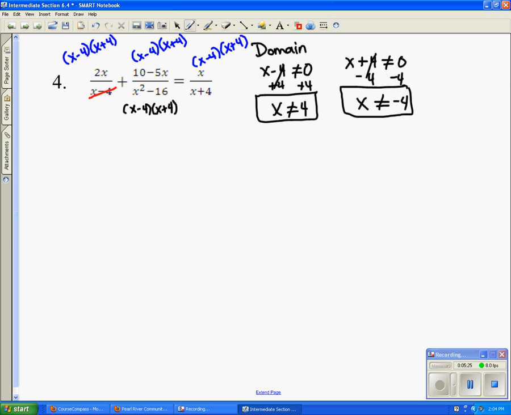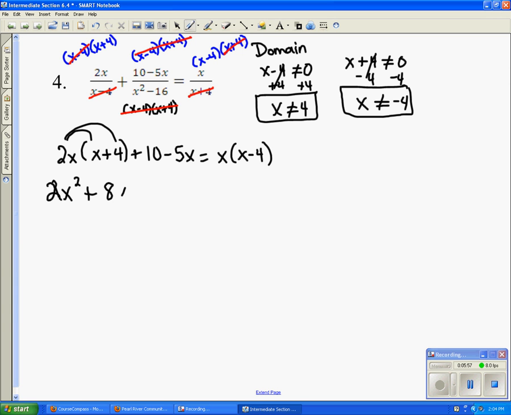Okay, to cancel the x minus 4, I'm left with 2x times x plus 4. Here, this whole thing cancels this whole thing, so I'm left with plus 10 minus 5x. Then x plus 4, I'm left with x times x minus 4. Distribute. 2x squared plus 8x plus 10 minus 5x equals x squared minus 4x. Now I'm going to add like terms. 8 minus 5 is 3x.